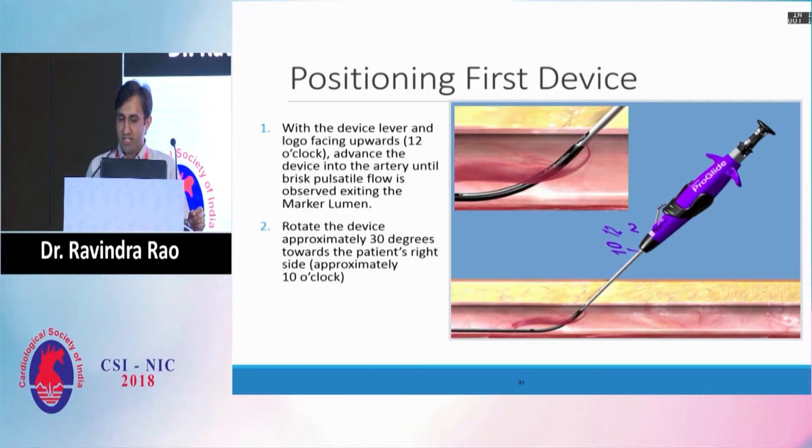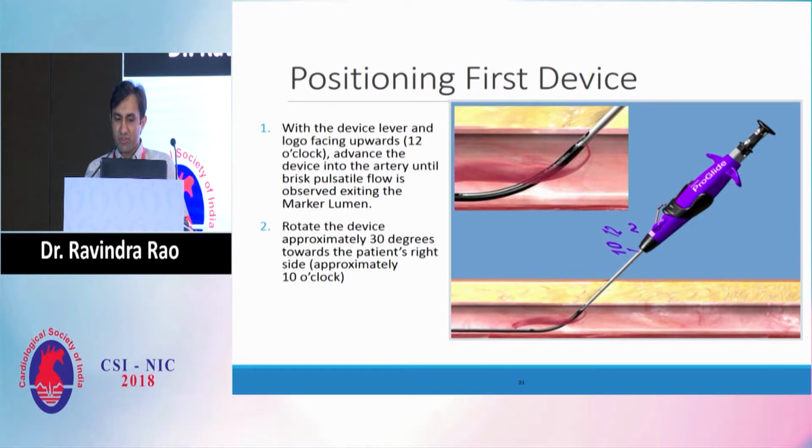once you have a correct puncture and you have a 6 French or 7 French sheath, you put the wire inside the sheath, remove the sheath, over the wire the ProGlide device goes in, and you'll be seeing a back bleed from the side port.